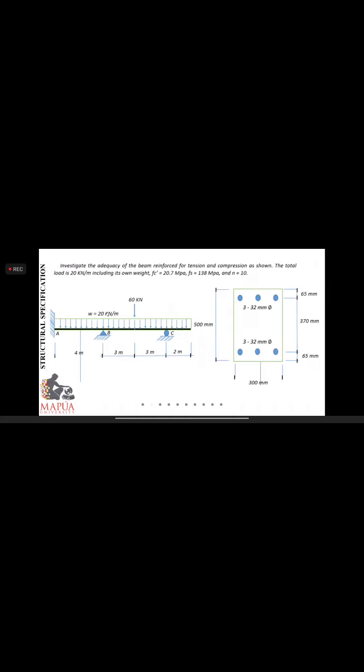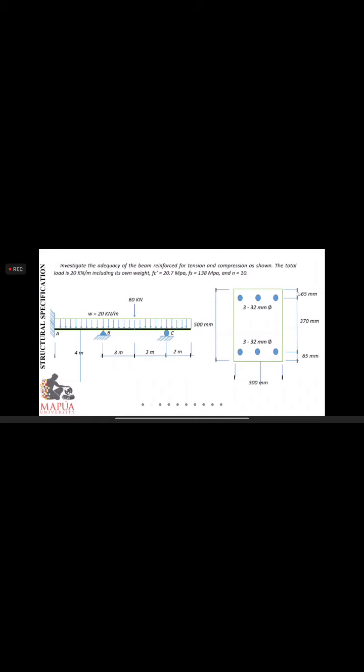For number 2, you are asked to investigate the adequacy of the beam reinforced for tension and compression as shown. The total load is 20 kilonewton per linear meter, including its own weight. The strengths of materials and the modular ratios are given. So we are going to verify whether this setup for beam dimensions and the reinforcement here is sufficient to hold this type of loading induced in this continuous beam.